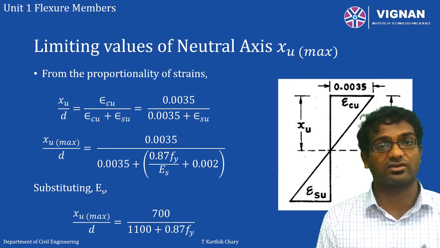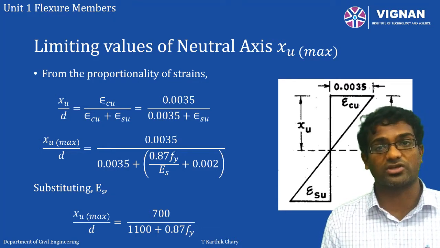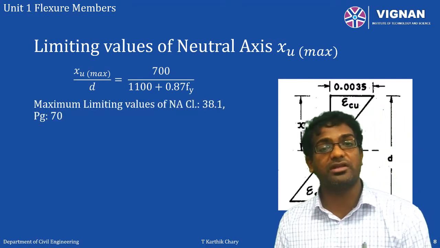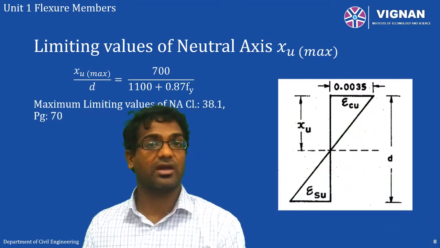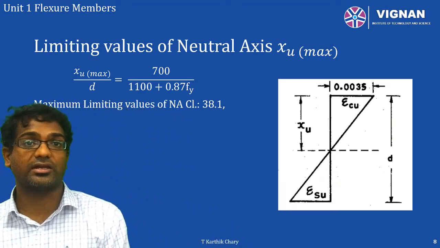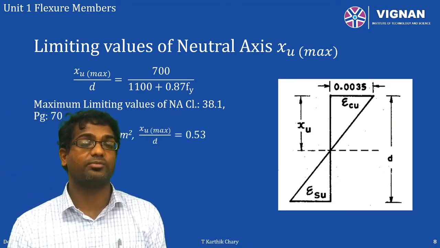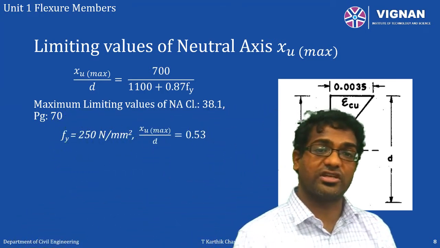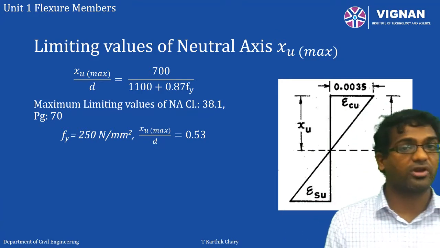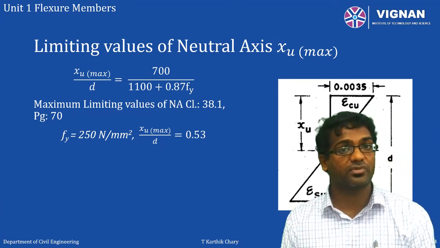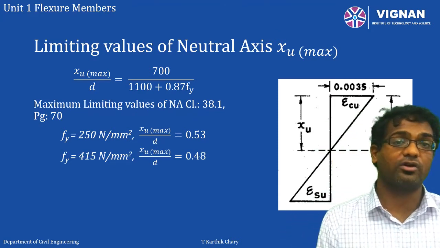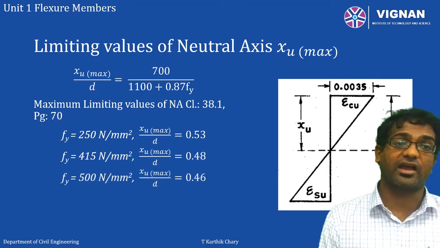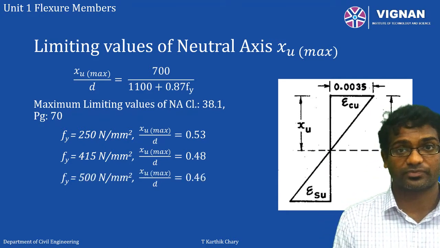If you substitute these grades in this equation, you can obtain the maximum limiting values of neutral axis, which is also given in clause number 38.1 on page number 70, where for Fy 250 it is given as 0.53 D. For Fy 415 it is given as 0.48 D. For Fe 500 as 0.46 D.